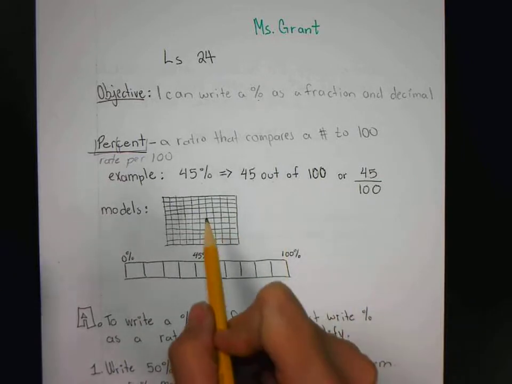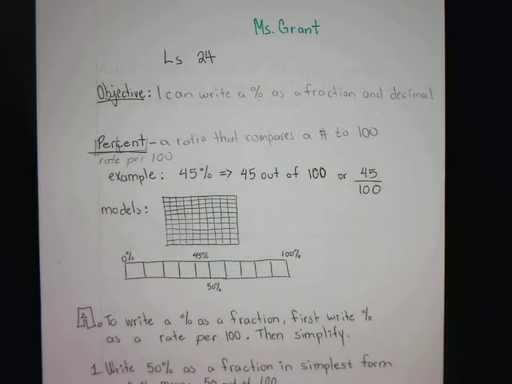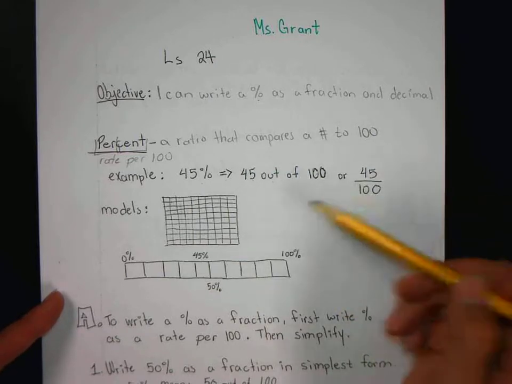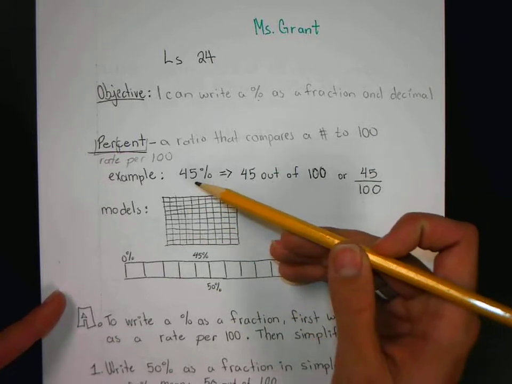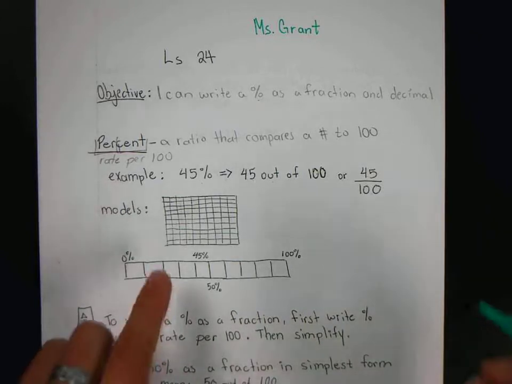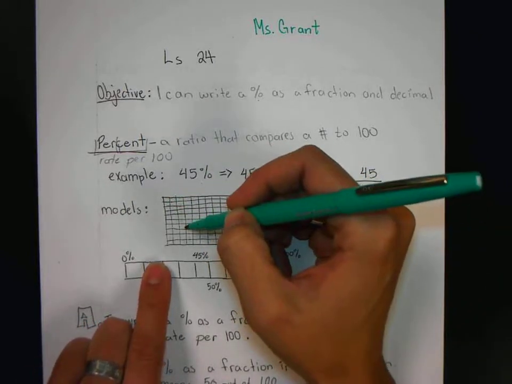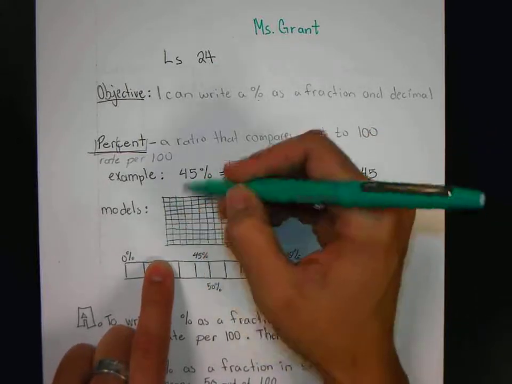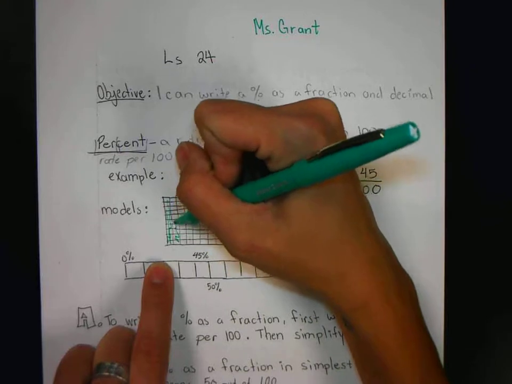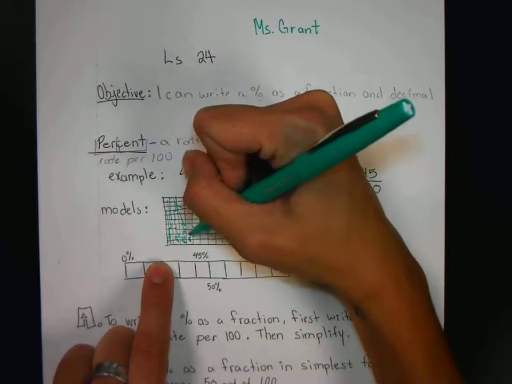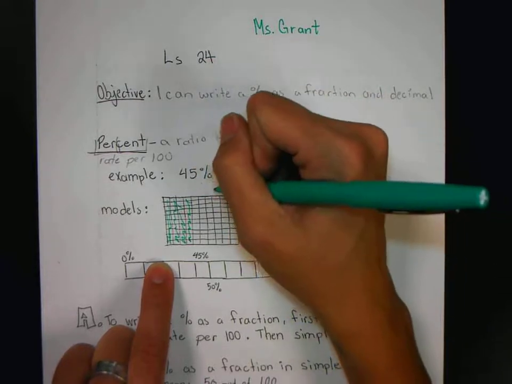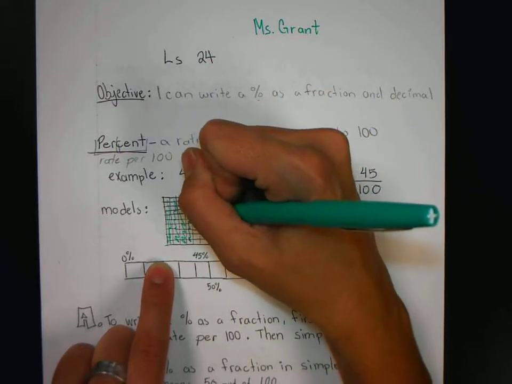To show percents, we can draw models. Our model here is a 10 by 10 grid, meaning it has 100 little boxes. To show 45%, we only want to color 45 little boxes. We know that each column is 10, so we need 4 tens for the 40. So we color 1, 2, 3, 4, and we need 5 small boxes, 5 units for the 5 singles: 1, 2, 3, 4, and 5.